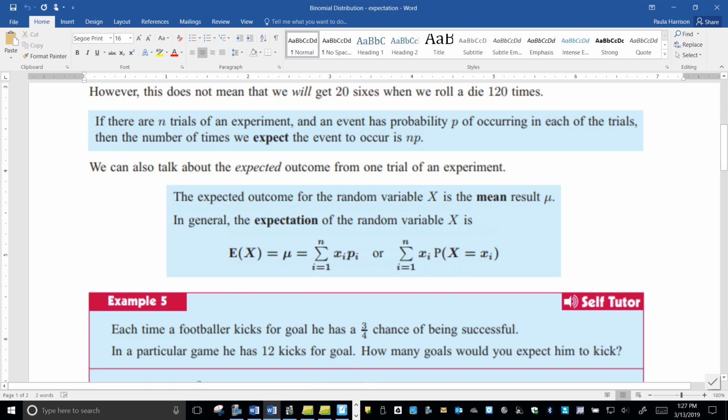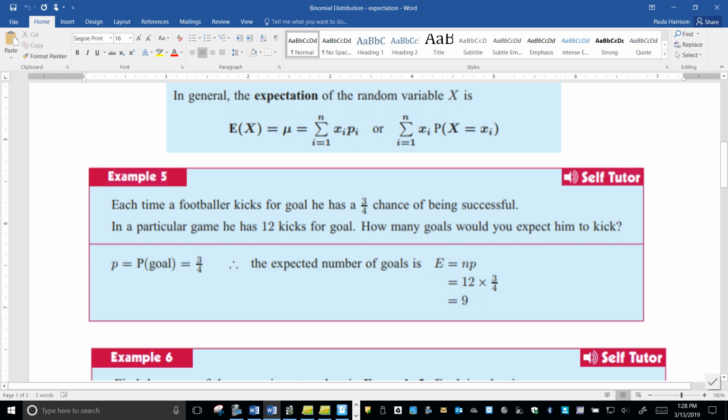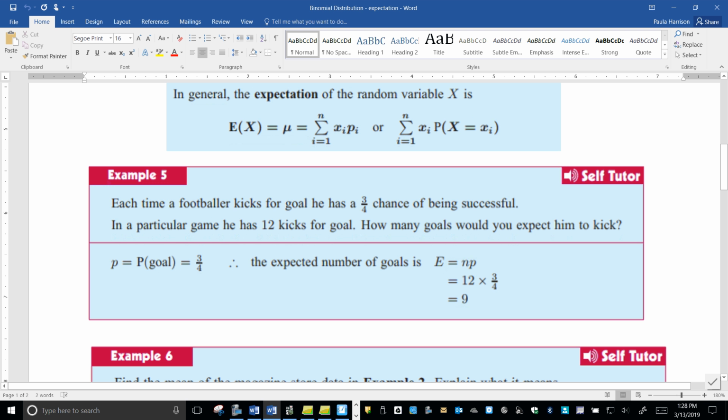Now, the expected outcome for the random variable x is the mean result. Okay, so if you've got something a bit more complicated, and it tends to be questions. So here's an example of that first one. A footballer kicks a goal, has got 3/4 of a chance of being successful. In a particular game, there's 12 kicks. How many goals would you expect him to kick? If you multiply those two together, you get nice, easy, straightforward, yes?